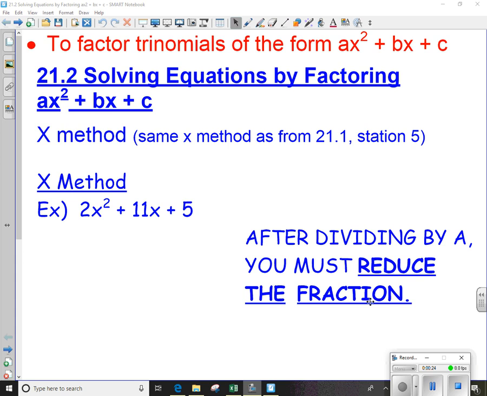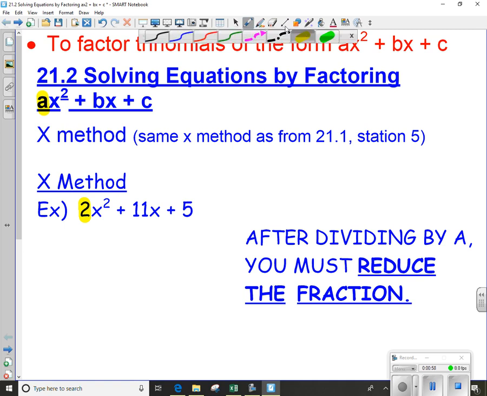In Station 5, you'll remember that we just did x squared plus bx plus c, so our a value was always an understood 1. Now in this unit, our a value is going to be another number other than 1. Looking at the first example, we have a 2 there in place of the a. Again, in the previous station, it was always a 1. So now we have another number besides that.